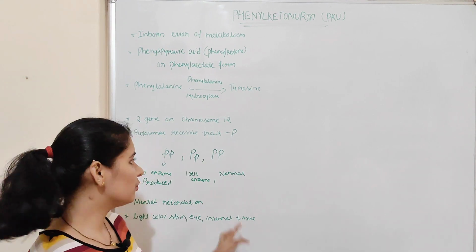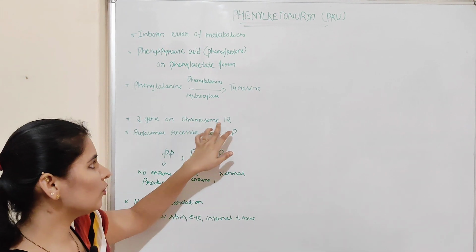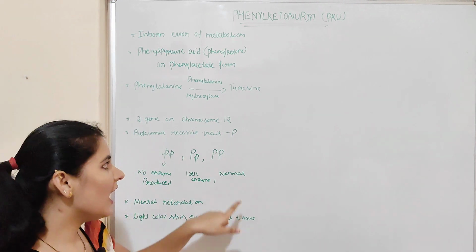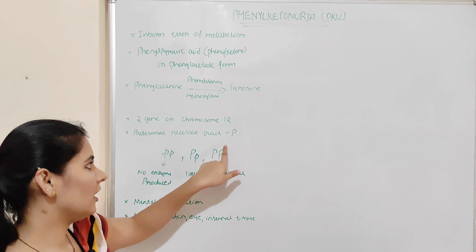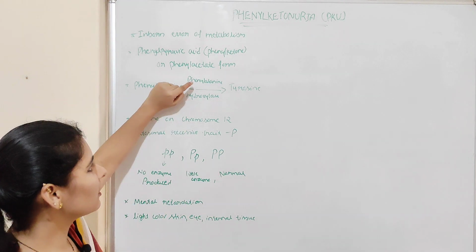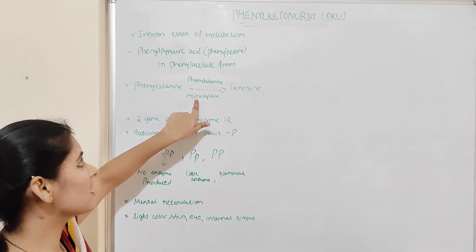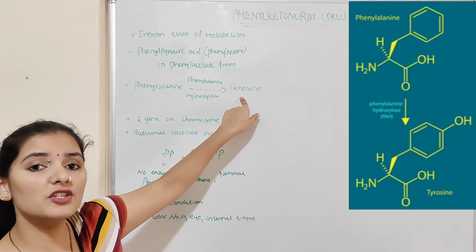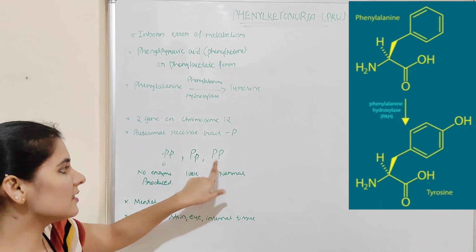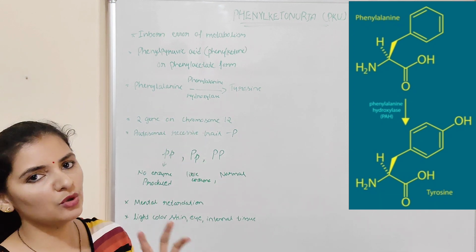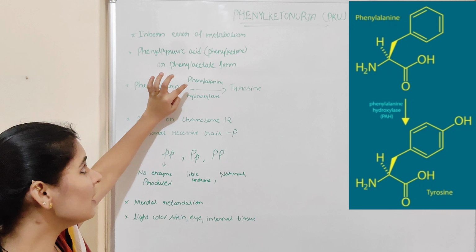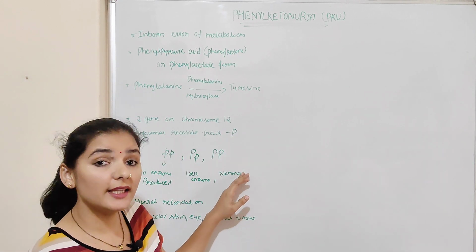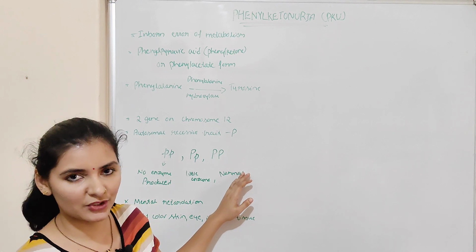In the normal individual, both the homologous pair of chromosome number 12 will be having the normal gene or the dominant gene, and it is represented by capital P. So this normal gene produces a normal quantity of phenylalanine hydroxylase, which helps in the conversion of phenylalanine into tyrosine, or the metabolism of phenylalanine will be normal in this individual because of the production of a normal quantity of enzyme, that is phenylalanine hydroxylase. So this individual will be normal and does not show any symptoms of phenylketonuria.